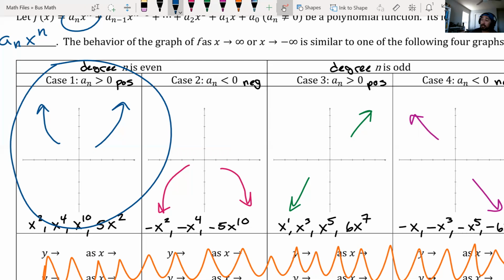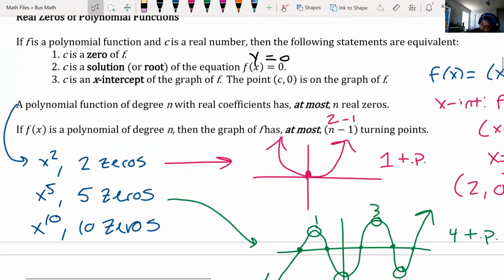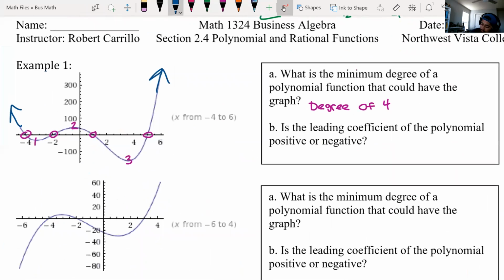Case 1 says we are even, and our coefficient is positive. So by case 1, we see that the leading coefficient will be positive. All right. Any questions on that? Okay. So see how we're using the definitions on the first page to answer these questions.